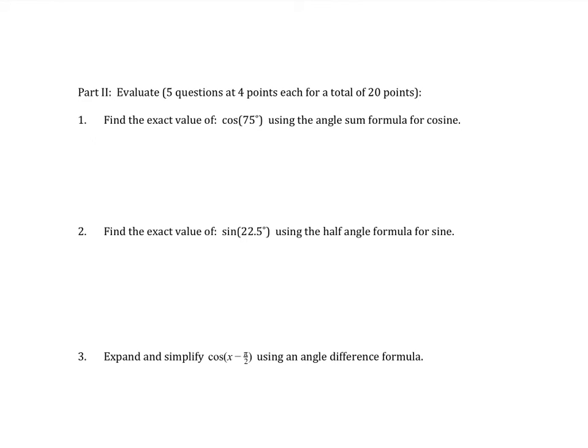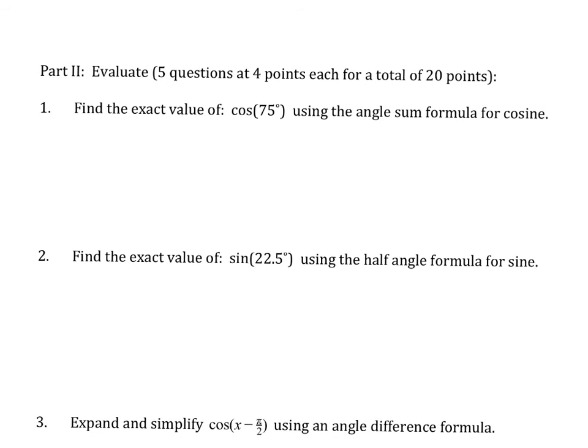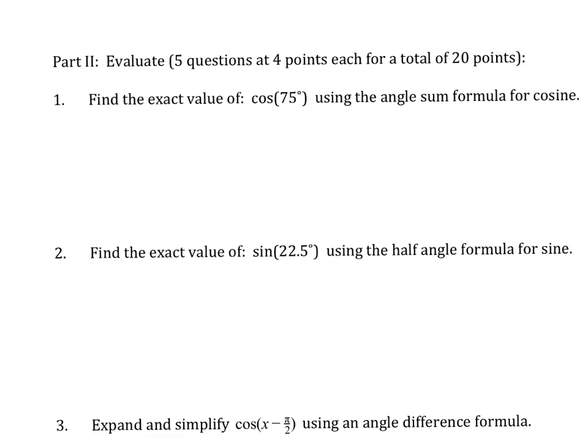Next page. All right, number one, part two. Find the exact value of cosine of 75 degrees using the angle sum formula for cosine. So yes, you could take your calculator and calculate the cosine of 75, and many calculators would give you an approximate value. This is a technique for finding an exact value.